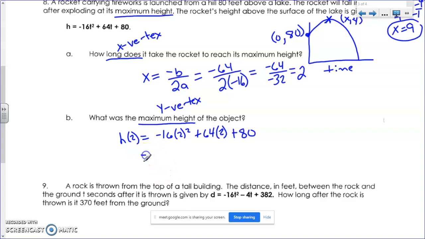So put that in your calculator. Does everybody understand what I did? I took this 2 that I solved and plugged it into this original equation. What'd you get? 144 feet. And this is 2 seconds. All right, everybody good there? Okay, we're not going to do this one because we don't have a lot of time, so we're not going to do that part.